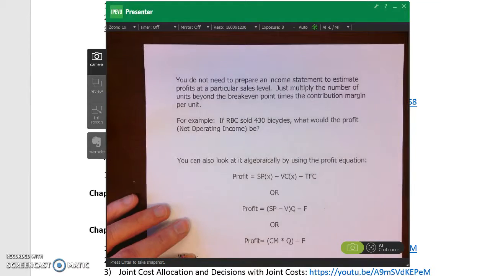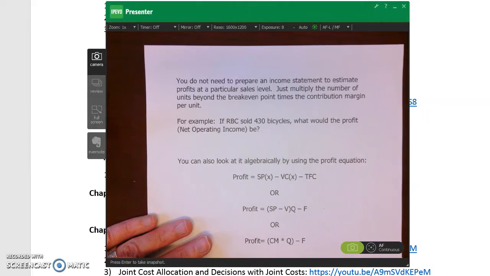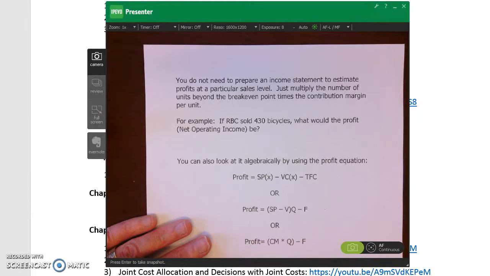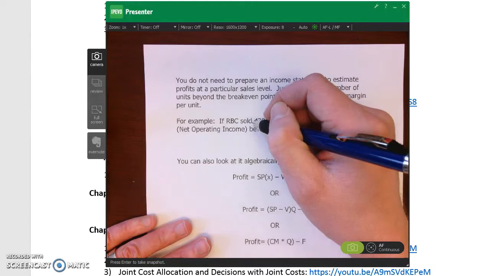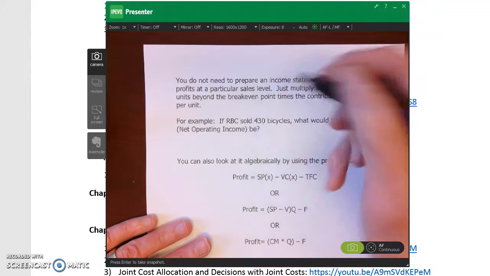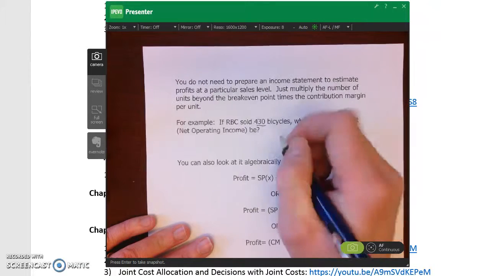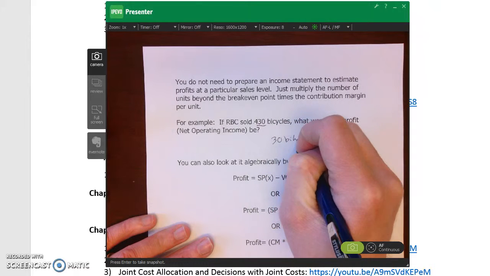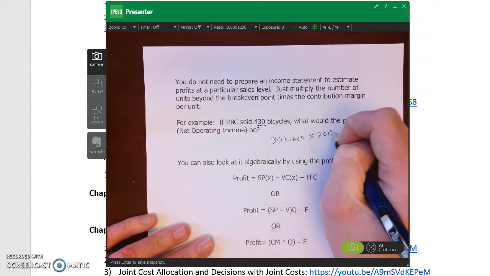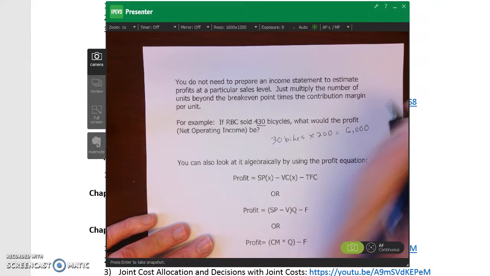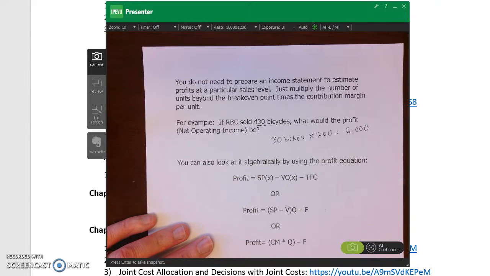Or what we can do is look back to what I was talking about earlier, that any contribution margin beyond the break-even point becomes profit. So the break-even point, remember, was 400 bikes. So how many bikes are we beyond the break-even? 30. So what I could do is go 30 bikes times the $200 per bike, which gives me $6,000. And that would be my net operating income. Okay?